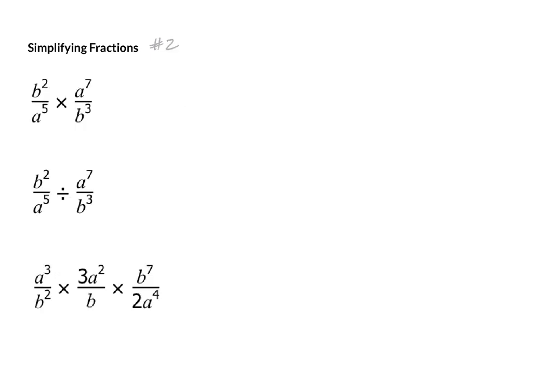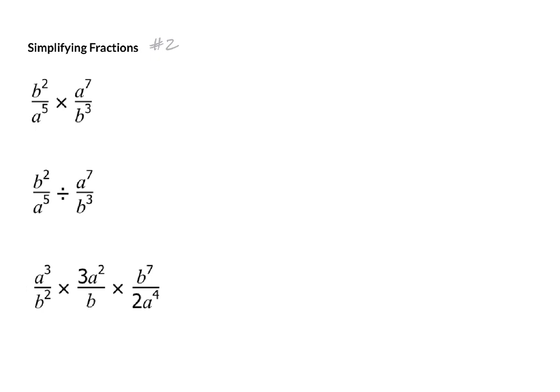In the test, you'll be asked to also simplify algebraic expressions involving fractions. So here we have two. The first one, it's just a multiplication, so I could do it like this: b squared multiplied by a to the 7 over a to the 5 multiplied by b to the 3. But really, that's exactly the same as what I've already got written. So actually, I'm going to erase that. I'm just going to say, well, I know I'm going to be multiplying them. Let's just see what I can cancel.